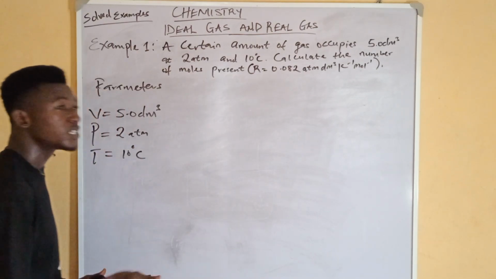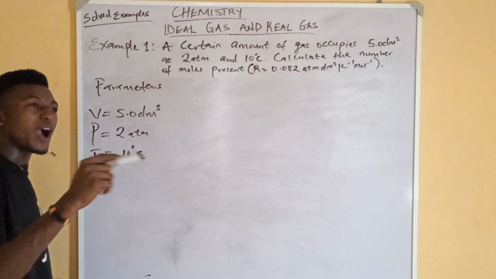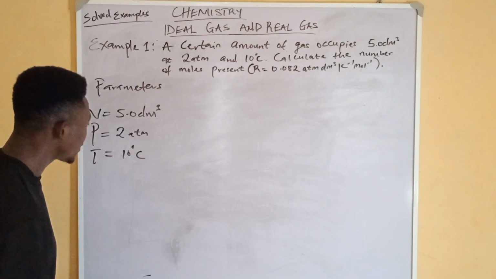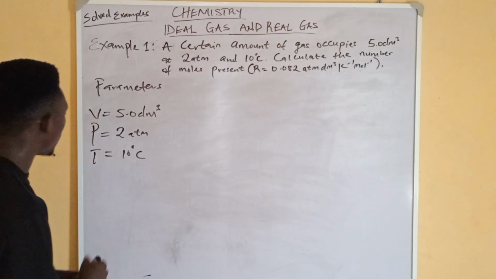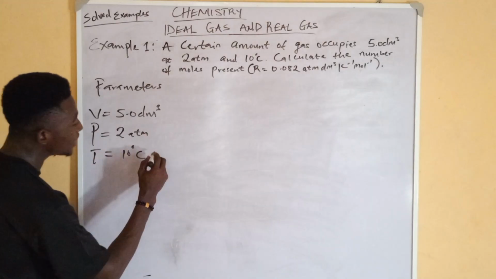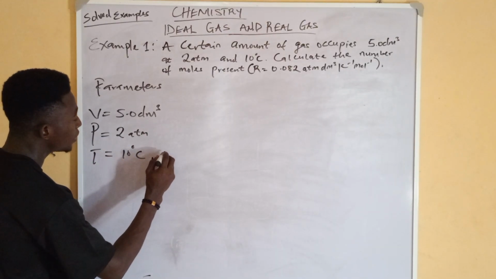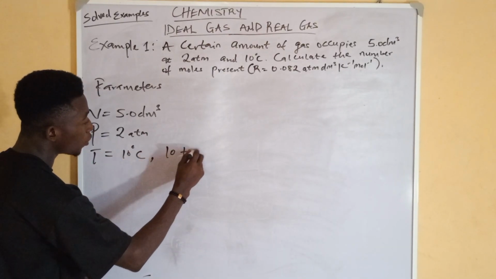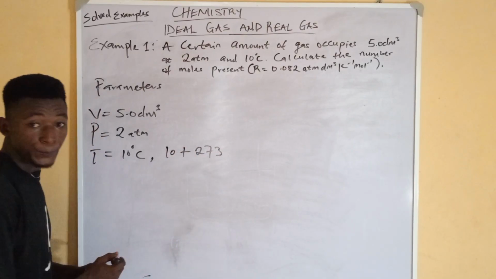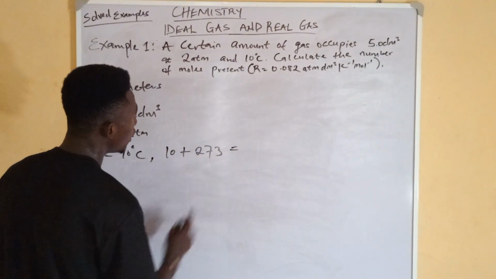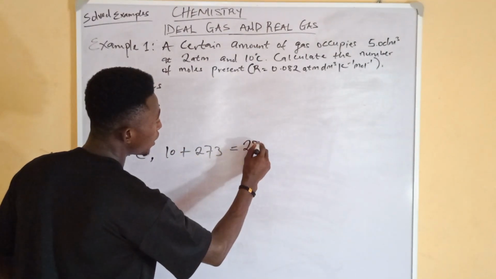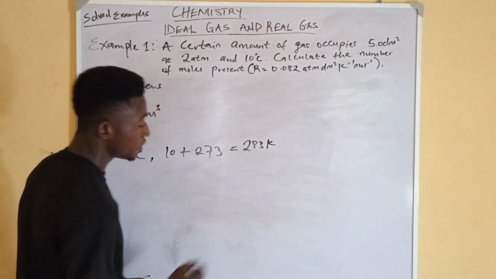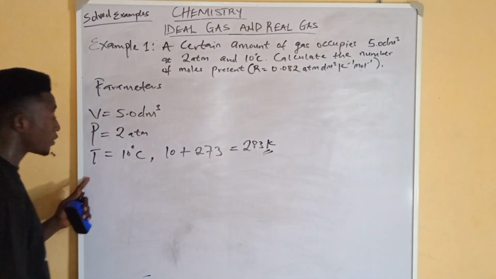All right, because we have standard temperature and pressure. So we convert it to Kelvin by adding 273. That is 10 plus 273, to give us 283 Kelvin. This is the value of the temperature we'll be using.